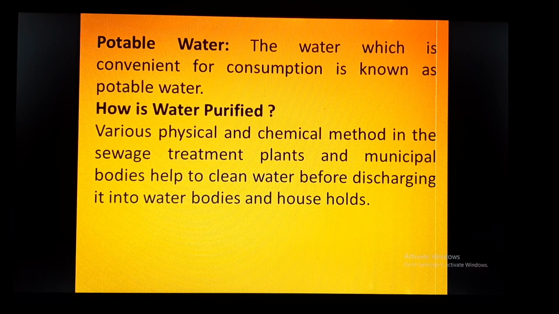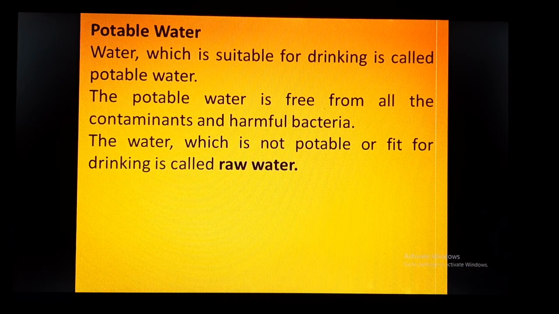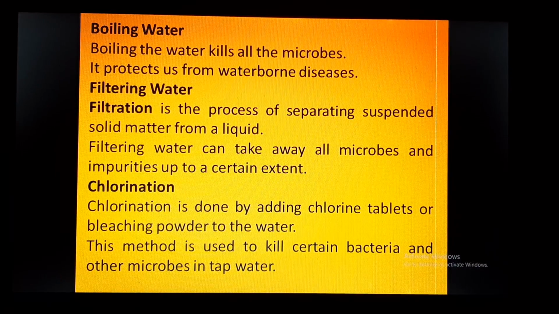So what is happening? Because of water pollution, the water of rivers is polluted and the groundwater is also polluted. So before giving it to households, or before releasing the discharge waste of industries into the water, various physical and chemical methods are used. We know that potable water is suitable for drinking. Therefore, it should be free from all the contaminants and harmful bacteria. The water which is not potable or fit is called raw water.